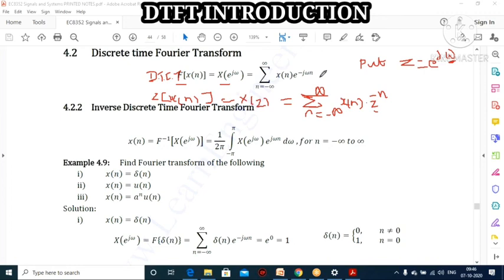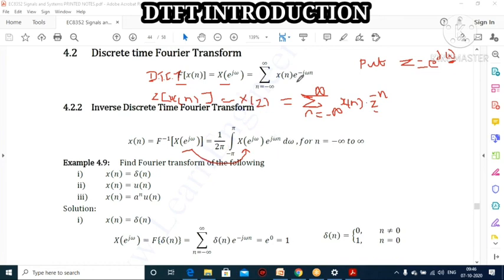Right. Now let us find the inverse transform formula. So inverse DTFT: x of n is equal to the inverse DTFT of X of e power j omega. The formula is 1 by 2 pi, over the period of 2 pi, times the integral over the limit minus pi to plus pi of X of e power j omega, into e to the power of j omega.